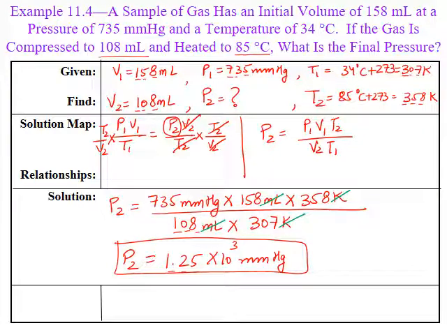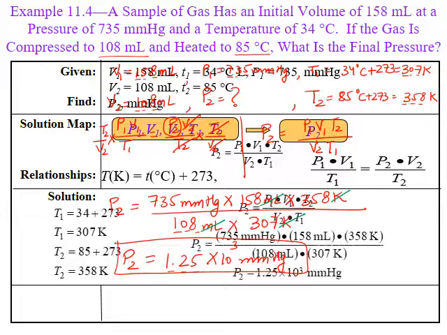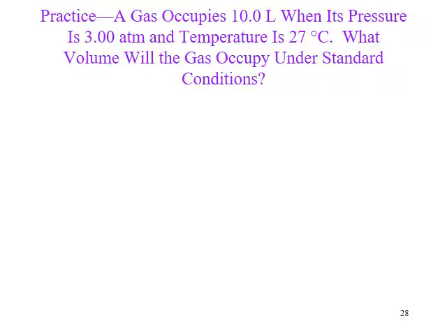Okay. Moving on to the next type of question you can expect. Right here, a gas occupies 10 liters when its pressure is 3 atm and temperature is 27 degrees Celsius. What volume will the gas occupy under standard conditions? So we have not talked about standard conditions yet. So let's first talk about what exactly standard conditions are, and then we can walk through this question again.